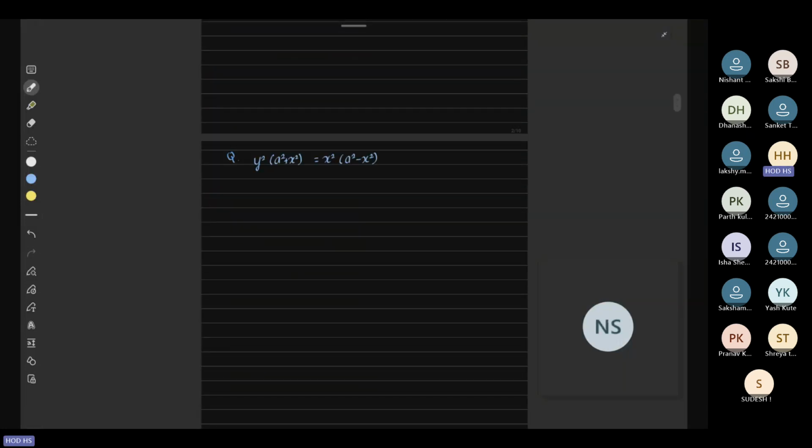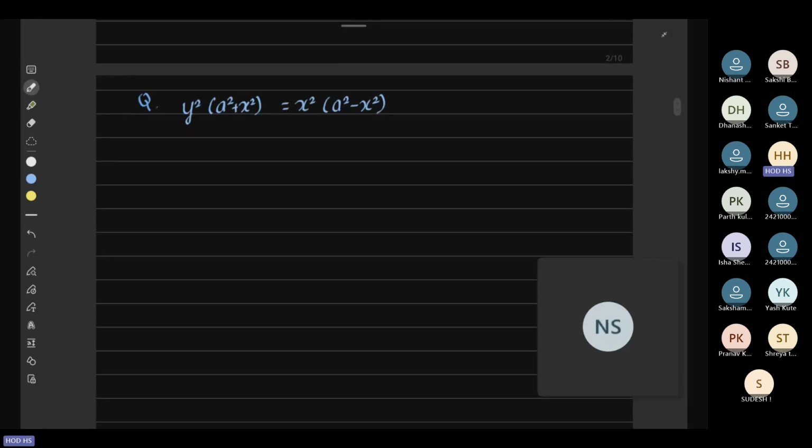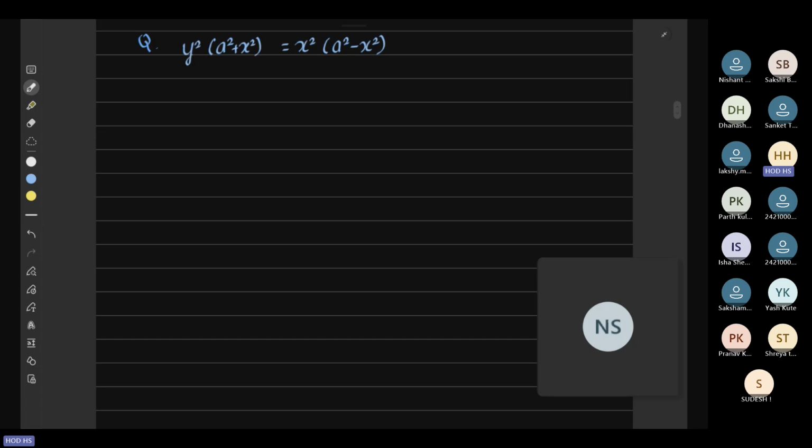So we will use this information to plot certain graphs. We'll start with the Cartesian graph given by this equation: y square into a square plus x square is equal to x square into a square minus x square. You can see that this is the second or third question in the assignment sheet. So that's the same question I'm going to discuss here.